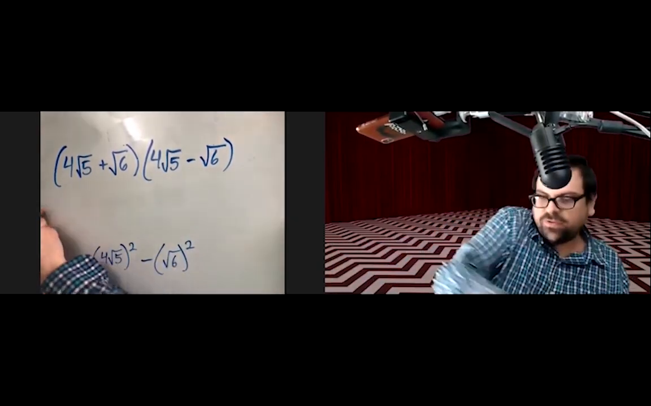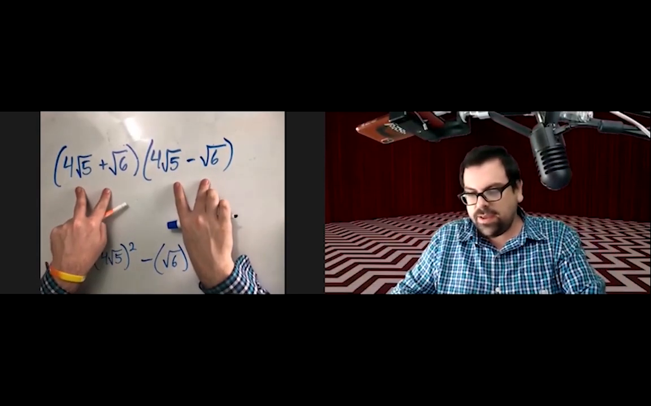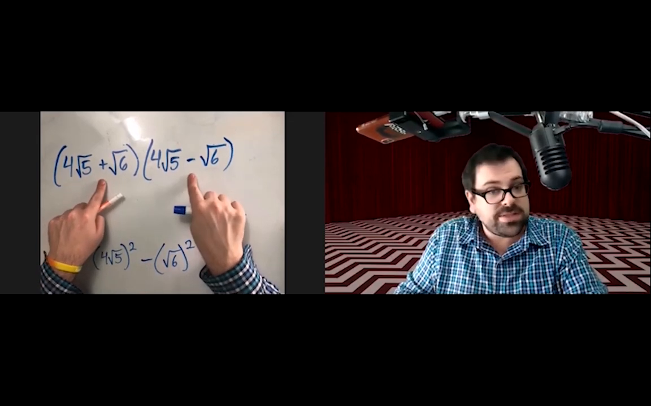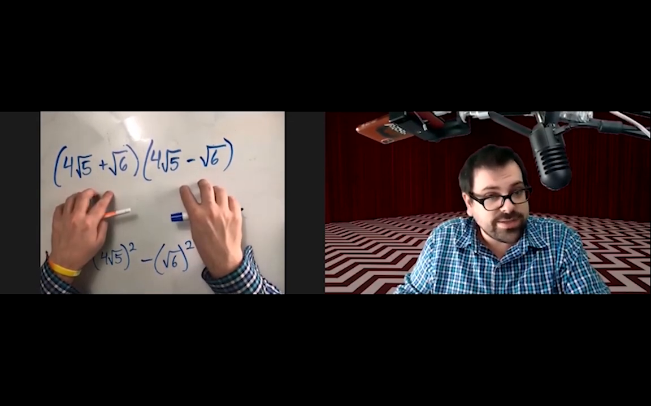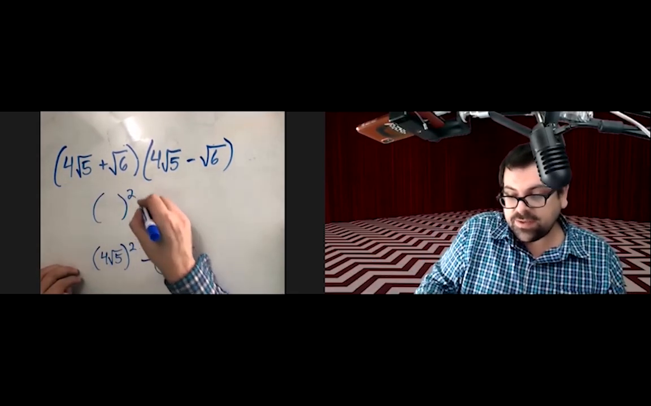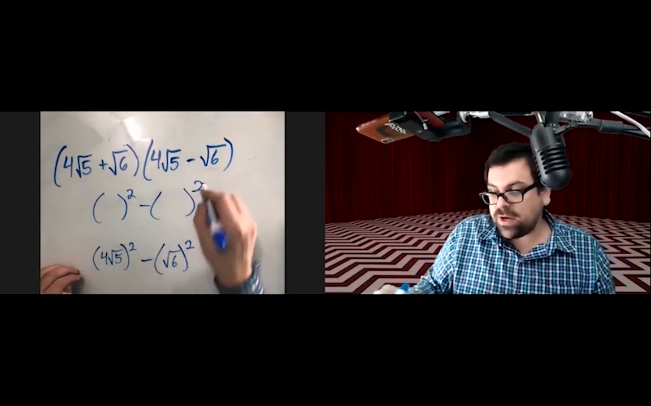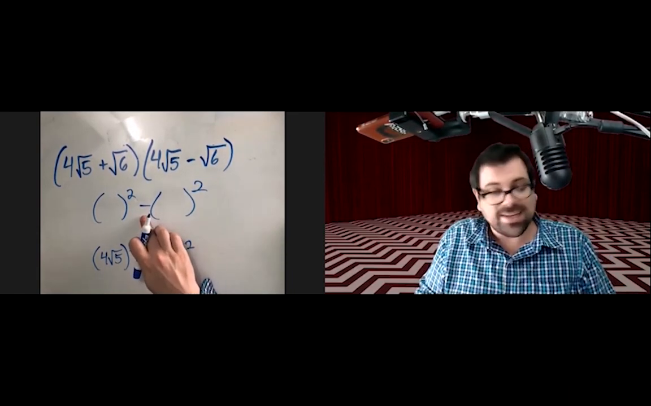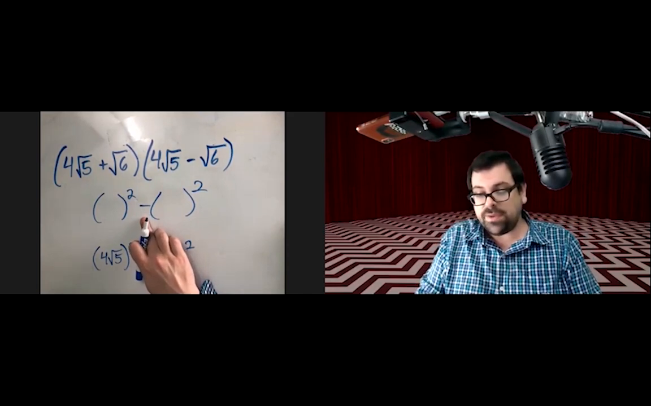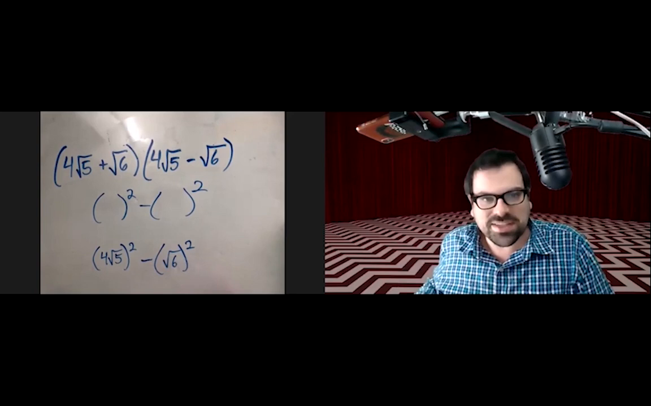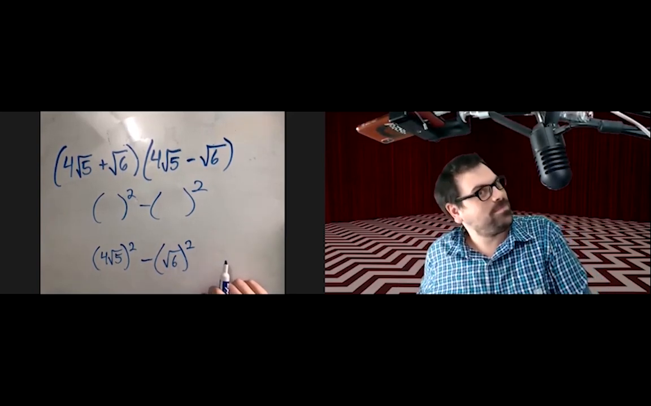We can skip over the foiling and we can go, hey, these are two things that are exactly the same, except one's adding them and the other's subtracting them. That means they're conjugates. It would be the first thing squared minus the second thing squared. It's always a difference of squares. There is no such thing that's going to give us a sum of squares, at least not with the real numbers. We'll see what happens later on today.